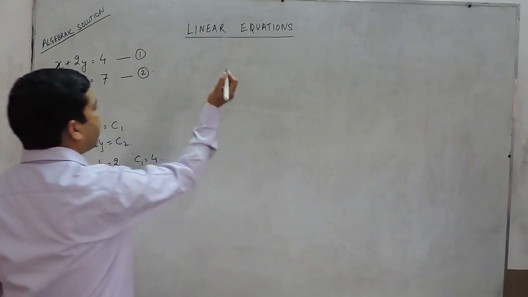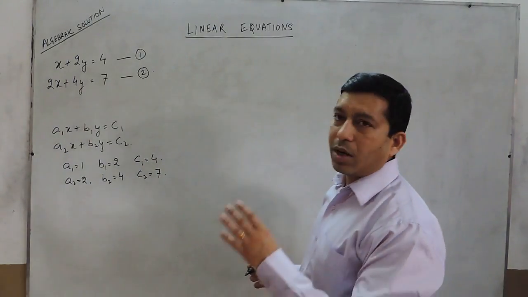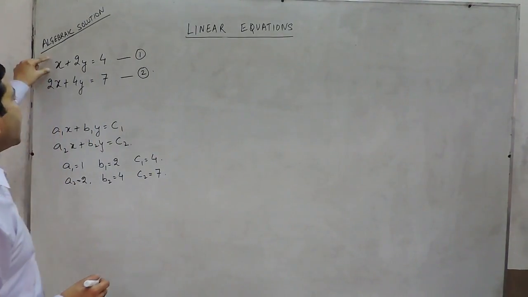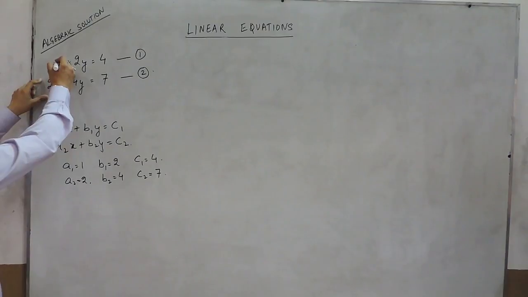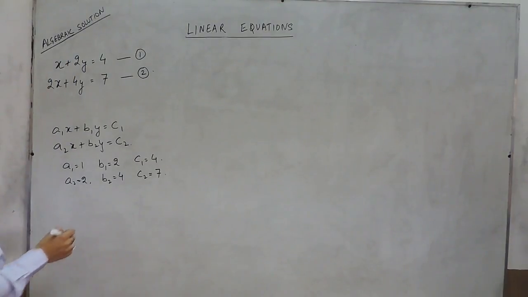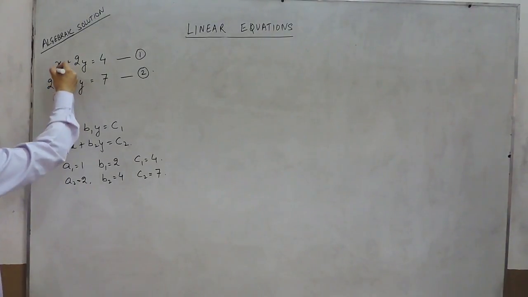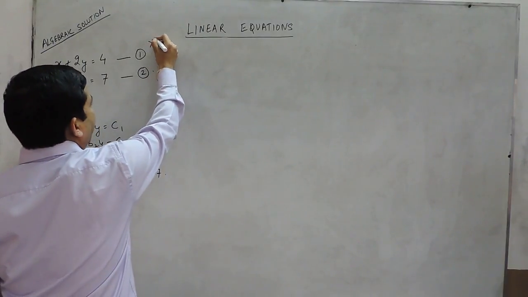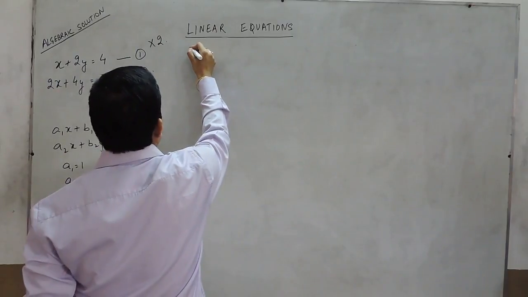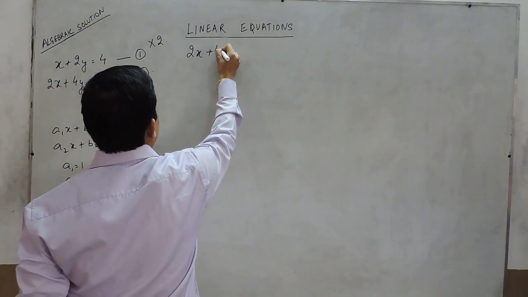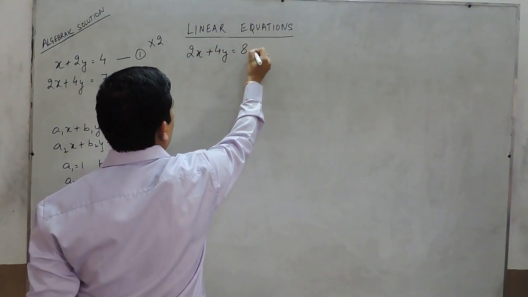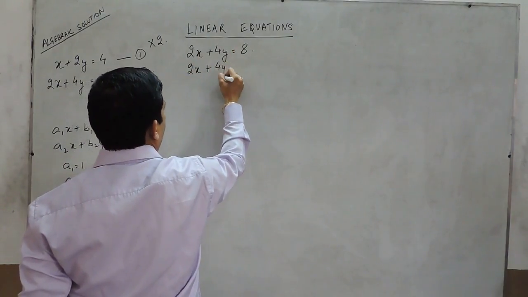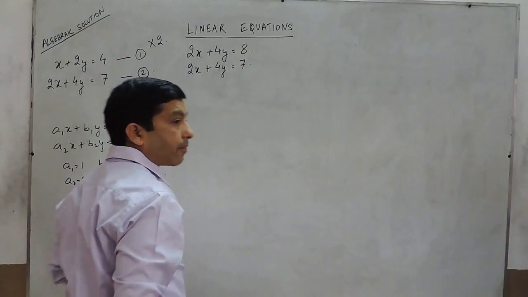Now we apply the first method, that is equating the coefficient of these two equations. We know that if we multiply the first equation by 2, then the coefficient of both the x will come out to be equal. So multiplying the first equation by 2, the first equation comes out to be 2x plus 4y is equal to 8, and the second equation is already 2x plus 4y is equal to 7.